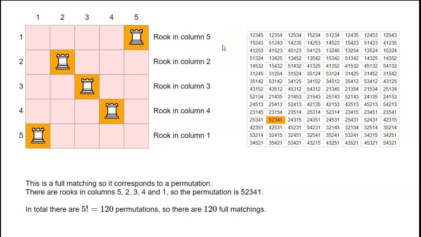So this procedure gives us a one-to-one correspondence between permutations on the one hand, and on the other hand, legitimate ways of placing 5 rooks on a 5 by 5 blank board. And of course that works for any n. If you've got an n by n blank board, then the legitimate placements of n rooks on that board correspond to permutations of 1 up to n, and so there are n factorial of them.